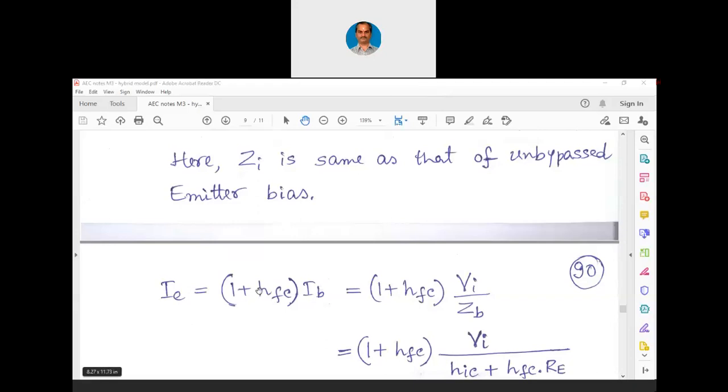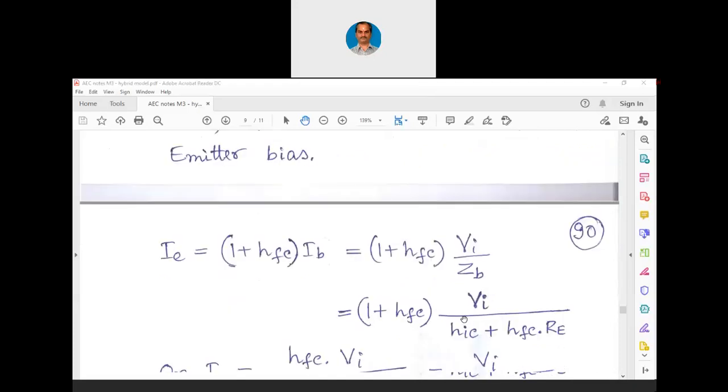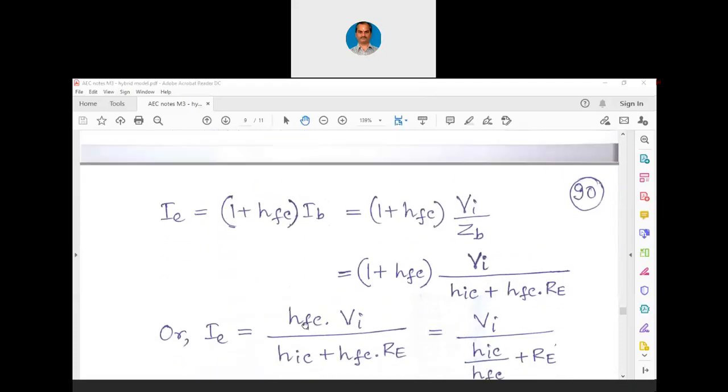IE equals 1 plus HFC into IB. Why HFC? Because it is a common collector configuration. So that is 1 plus HFC into VI by ZB. Now for ZB, from the previous circuit, we have an expression which is HIC plus HFC into RE. So substituting, 1 plus HFC into VI by HIC plus HFC into RE, we can ignore this 1 there. So IE equals HFC into VI by HIC plus HFC into RE.